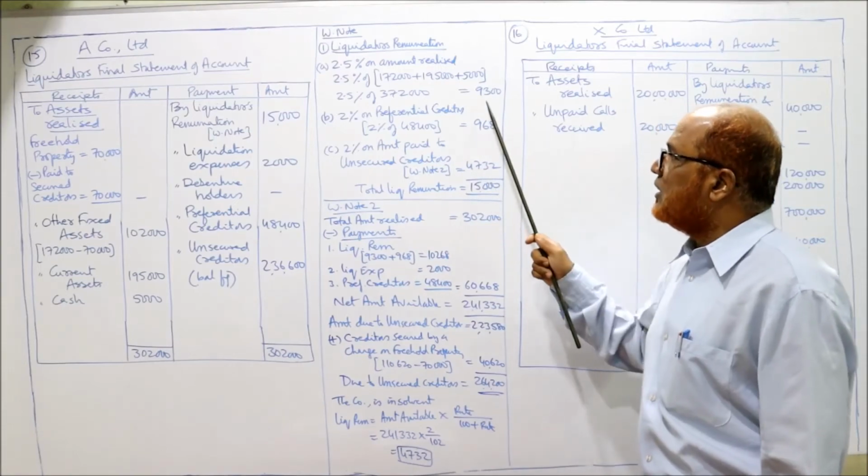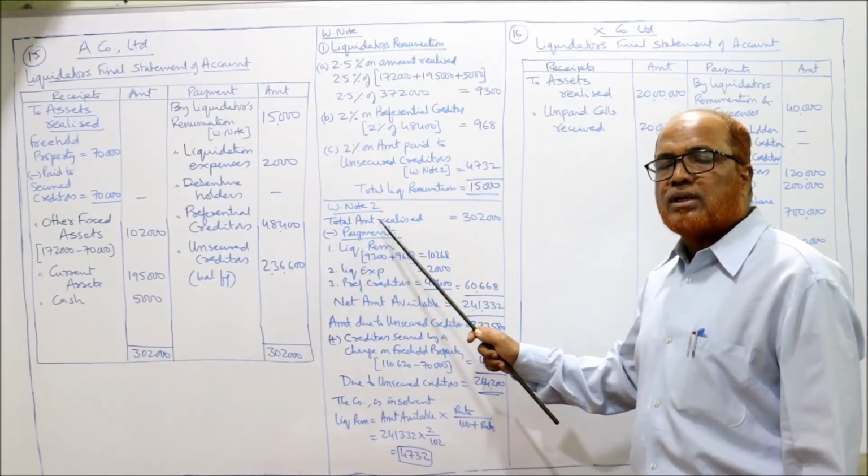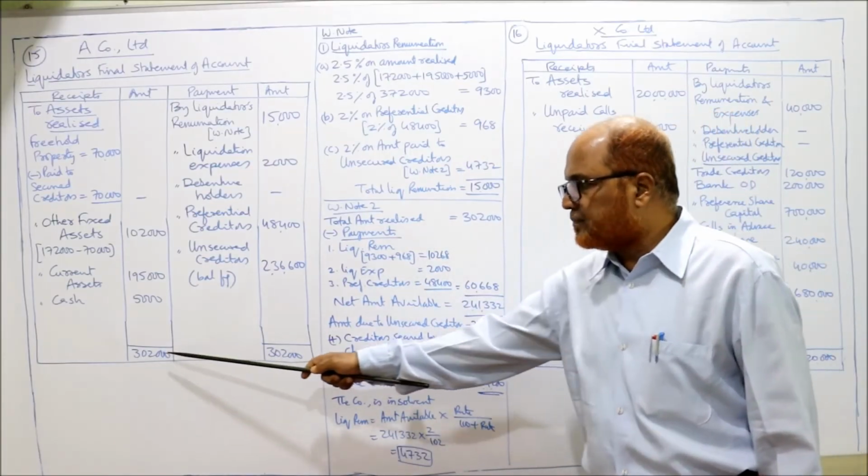After getting this amount, you will get the total liquidator's remuneration. Now working note number 2. Total amount realized 3,02,000.